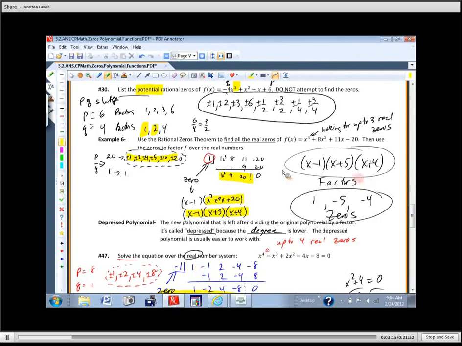Got them listed right here. And then each one of those factors corresponds to a 0. So we found 1, -5, and -4. We found that those were real zeros of that polynomial. We were looking for up to 3. In fact, we found all 3. And notice that every one of those is on our list over here. There were 12 possible rational zeros, and all 3 of the ones that we found were on that list. Does that ring a bell?